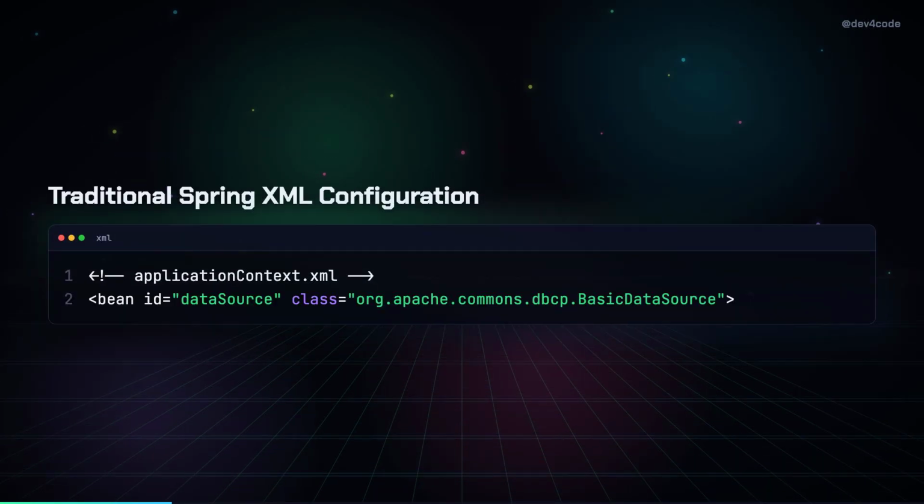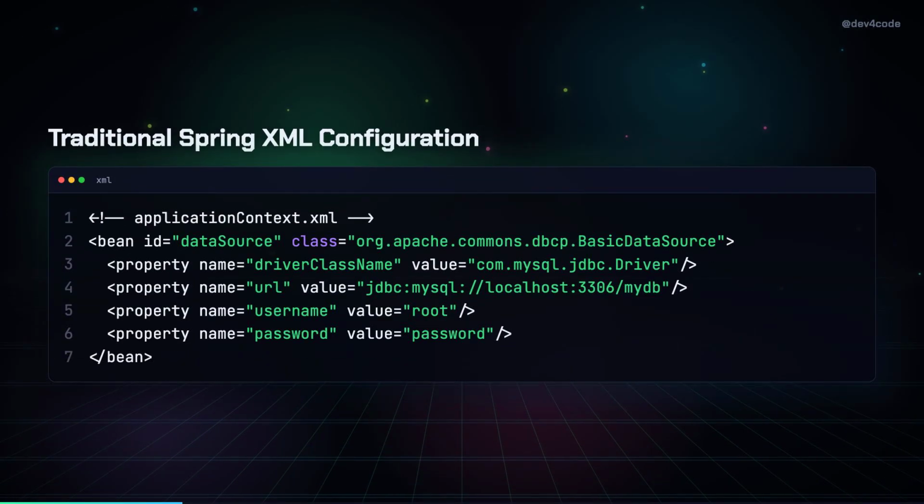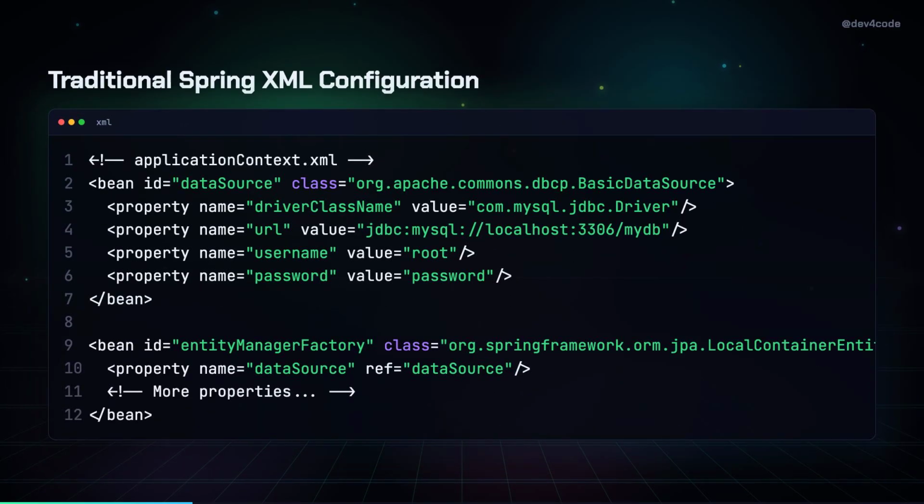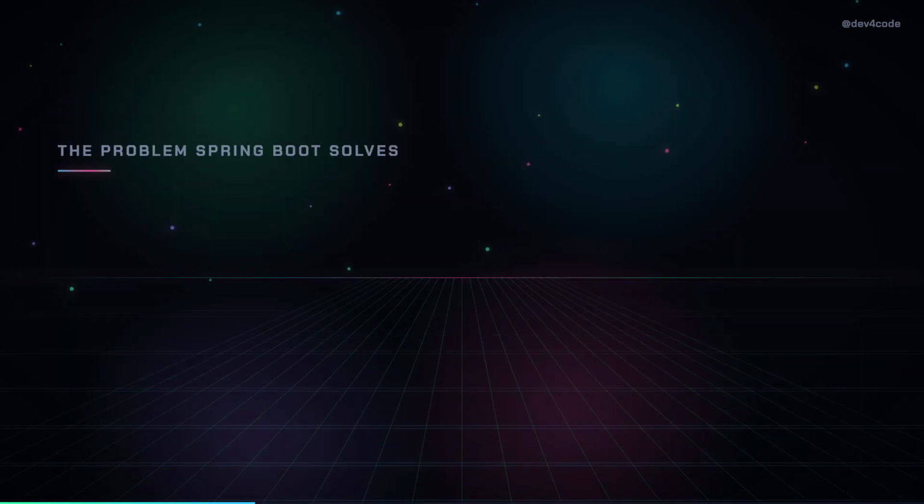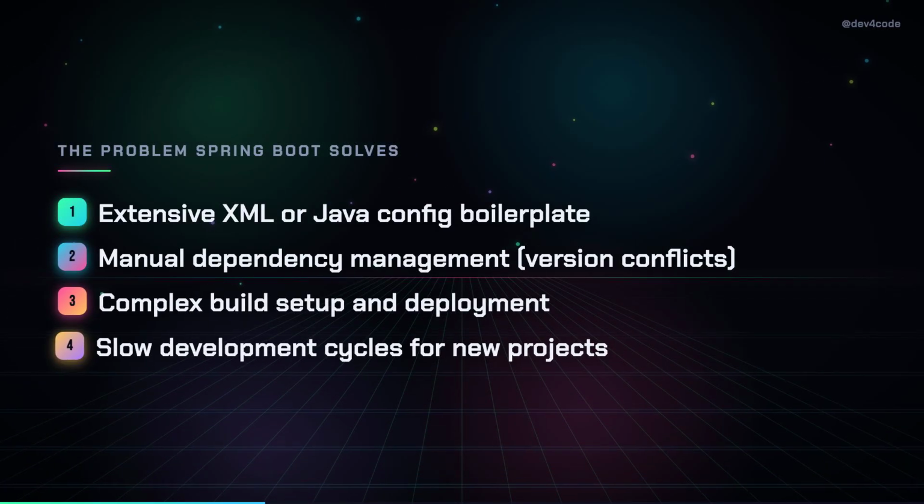Before Spring Boot, configuring a Spring application often meant wrestling with verbose XML files. You'd manually declare beans, manage dependencies, and stitch together components. This snippet shows a basic data source configuration, and it's already quite a mouthful for something so fundamental. This manual configuration quickly became a bottleneck.